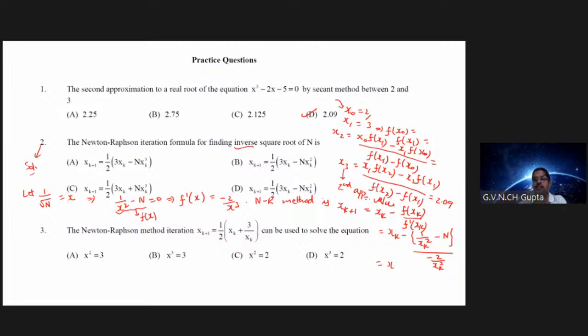So minus by minus gives plus: xk plus xk cube by 2 multiplied by 1 by xk square, or you can just take out 1 by 2 common. Okay, let me check. So this is xk by 2, and then minus n xk cube by 2. So this is 3 by 2 xk minus n xk cube by 2. In all this, I can take common half: 1 by 2 into 3xk minus n xk cube. So accordingly, the answer is option B.